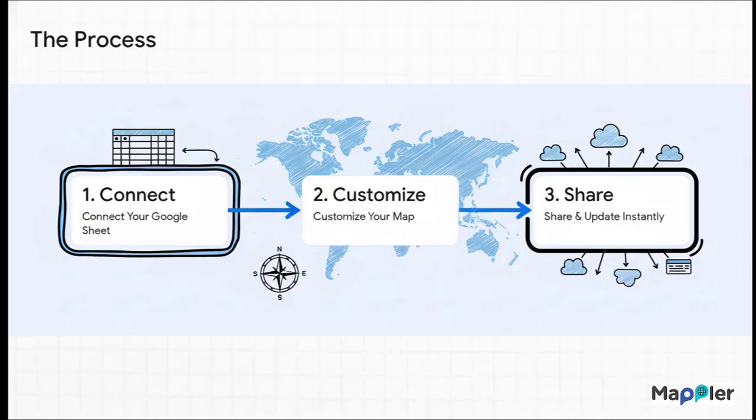First, you connect the Google Sheet where all your data is. Second, you customize the map. Pick your icons, your colors, what info you want to pop up. And third, you share it. A simple link is all it takes.